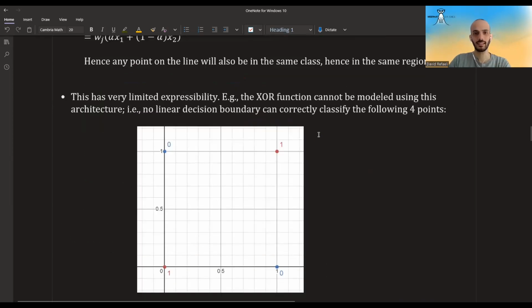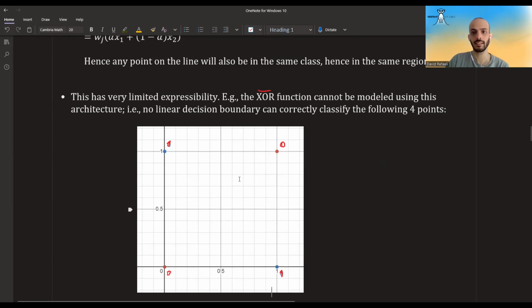Okay, but as you can see, this has a very limited expressibility. For example, the XOR function, which is a very simple logic circuit function, looks like this. Actually what I graphed here is the opposite of XOR, but it doesn't matter. Imagine that these are zeros and these are ones. The XOR, the exclusive OR, gives 1 if only one of the two is 1, but it gives 0 if both are 0 and both are 1.